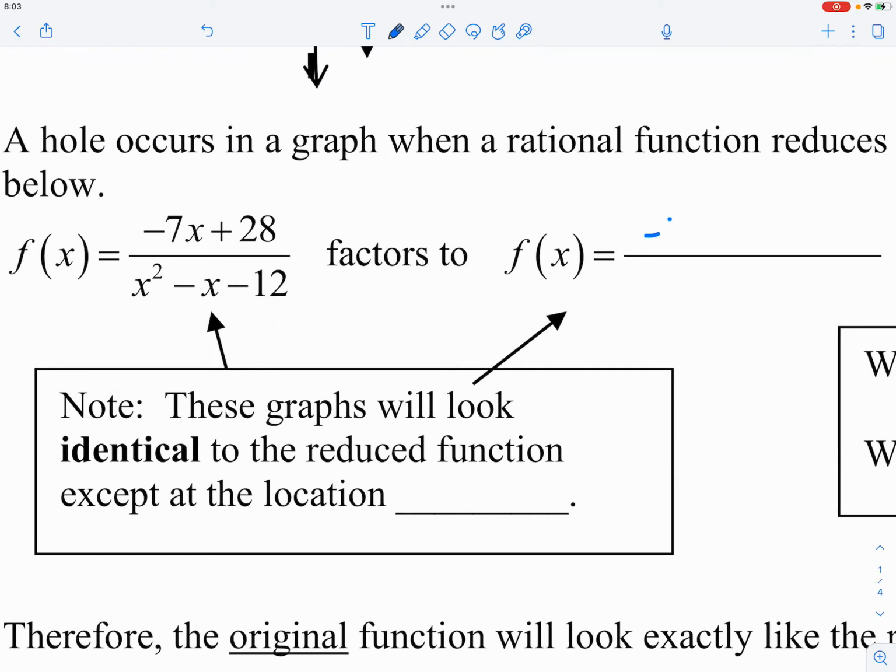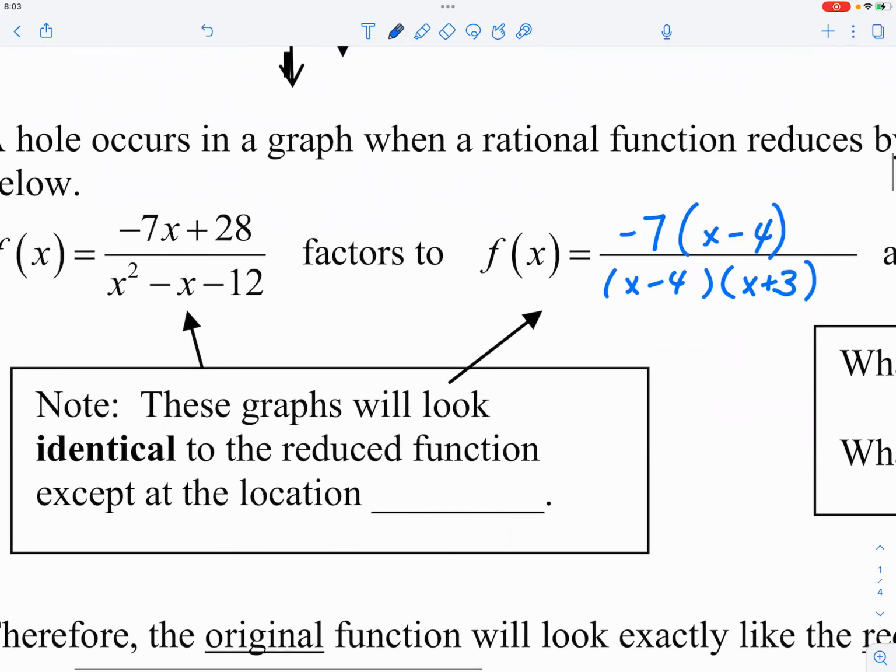If you factor the numerator, you would have negative 7 on the outside, and inside the parentheses would be x minus 4. In the denominator, you would factor this into x minus 4 and x plus 3.